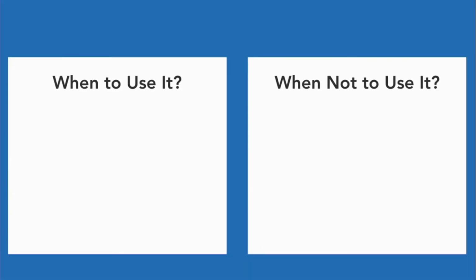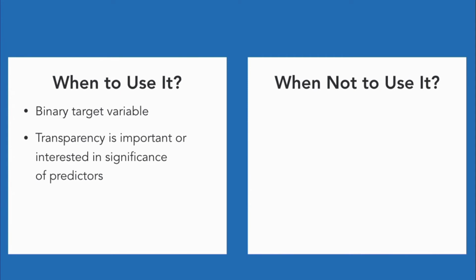When should you consider using logistic regression? First, you should consider logistic regression anytime you have a binary target variable. That's what this algorithm is uniquely built for. Next, logistic regression is one of the more transparent algorithms, in the sense that you can gauge the individual predictors by odds ratio. If you're interested in feature importance or having a better understanding of what's going on within the algorithm, then you should consider using logistic regression.